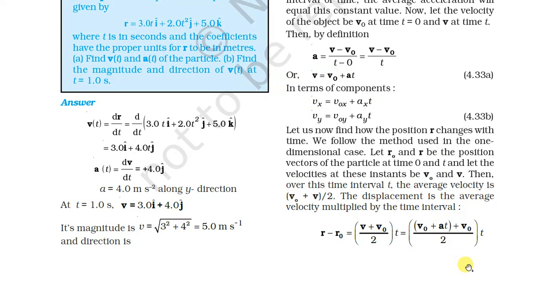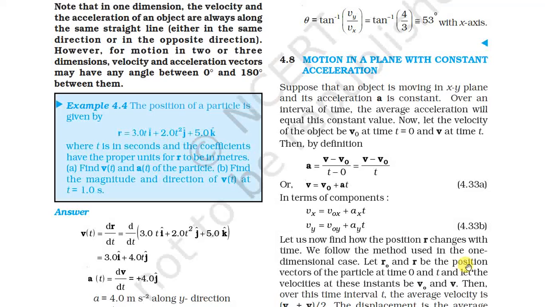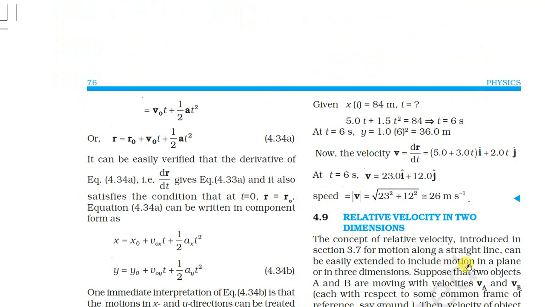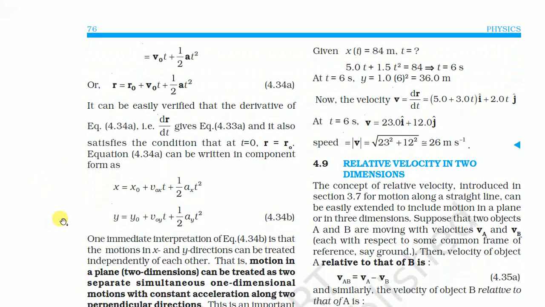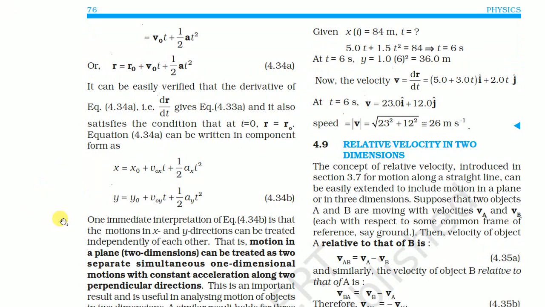We will get the value r minus r0 equals v0 t plus 1 half at square. So now r equals r0 plus v0 t plus 1 half at square. It can be easily verified that the derivative of this equation, dr upon dt, gives the velocity equation, and it also satisfies the condition that r equals r0 at t equals 0.